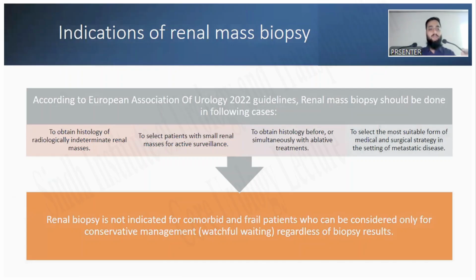Indications of renal mass biopsy. According to EAU guidelines 2022, renal mass biopsy should be done in the following cases: to obtain histology of radiologically indeterminate renal masses, to select patients with small renal masses for active surveillance, to obtain histology before or simultaneously with ablative treatments, and to select the most suitable form of medical and surgical strategy in the setting of metastatic disease. Renal biopsy is not indicated for comorbid and frail patients who can be considered only for conservative management regardless of biopsy results.